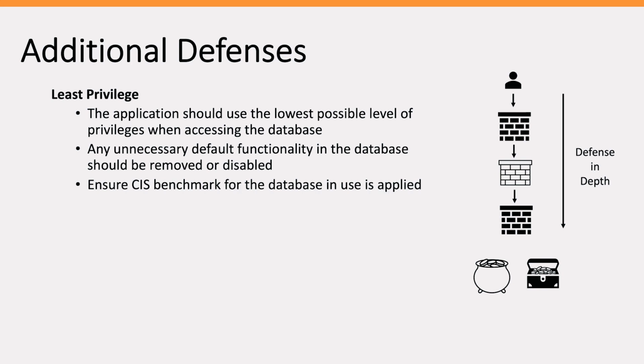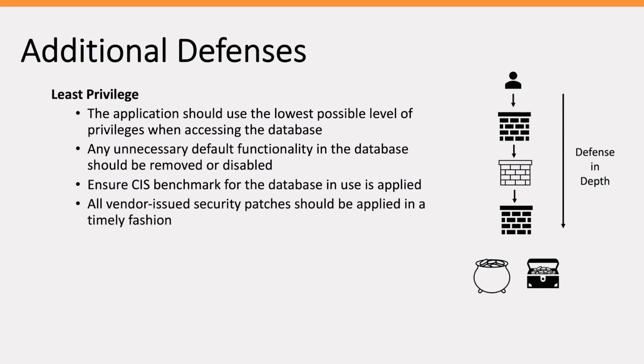Ensure CIS benchmarks for the database in use are applied. There are benchmarks for most of the databases out there, and these are rules on the way to configure your database in order to ensure that it's secure. It includes things like the application should use the lowest possible level of privilege, removing any default functionality, and so on. So look up your database version and you should be able to find a CIS benchmark for it. And last but not least, this one's obvious: all vendor-issued security patches should be applied in a timely fashion.